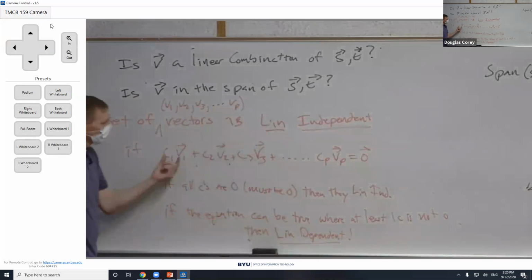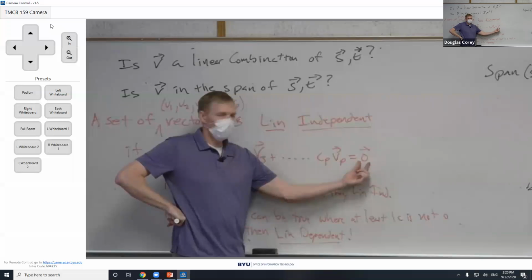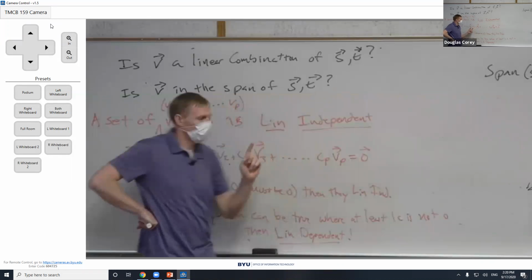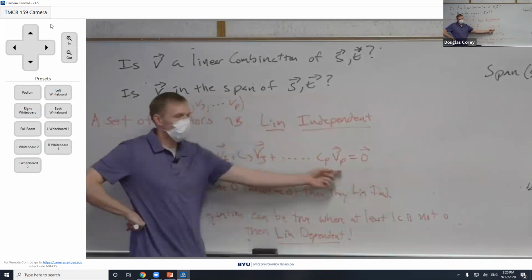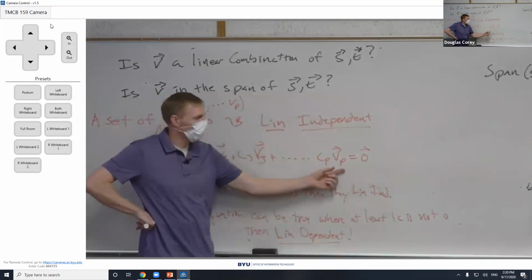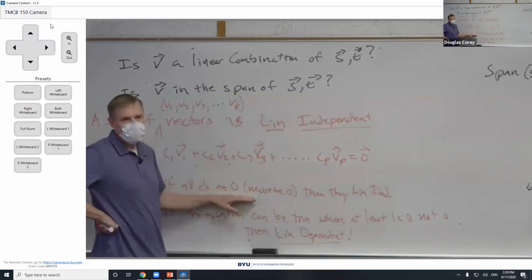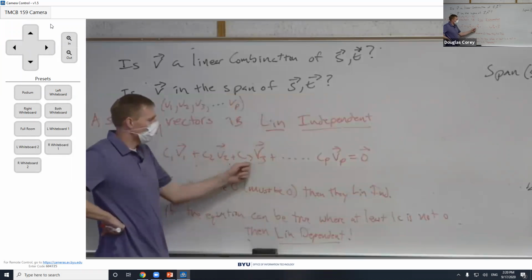So I set up this equation. I want to know what combinations of the vectors I can use to get 0. I know I can always have one solution. That solution is if all my C's are 0. Okay. If that's the only solution, that's called the trivial solution. If it's only the trivial solution, then they're linearly independent. But if I can make this true by picking at least one of these C's to be not 0, then they're dependent.